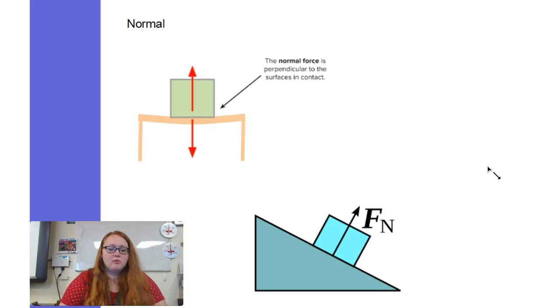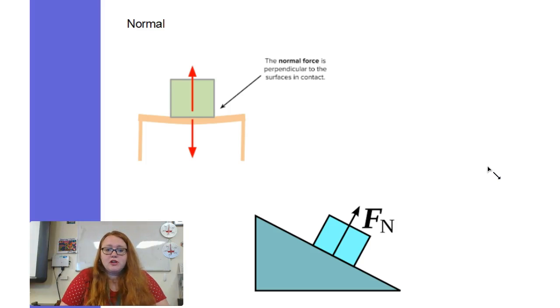Next we have the normal force. The normal force is one of the more difficult ones to understand, but if you just follow one simple rule, you'll never get it wrong. The normal force is always perpendicular to the surface. If you remember in math, normal is actually the term used for perpendicular. So when you have two lines that are normal to each other, they're perpendicular, meaning it's going to make a 90-degree angle with your surface.